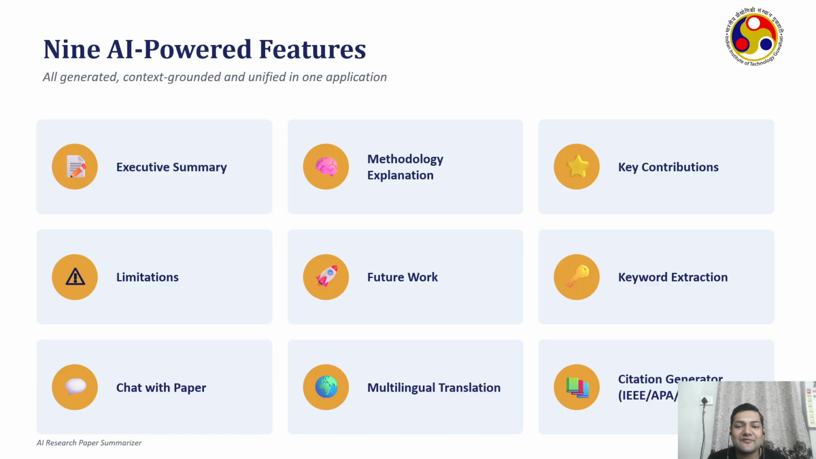So the nine AI powered features which we have seen in our application running were executive summary, methodology explanation, key contributions, limitations, future work, keyword extraction, chat with paper, multilingual translation, and citation generation. So now let's move to the next slide.